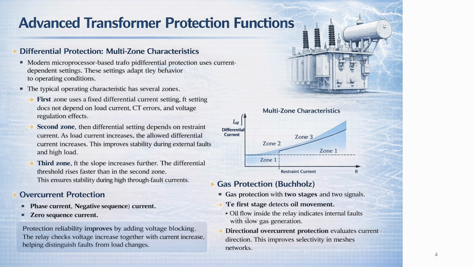Protection reliability improves by adding voltage blocking. The relay checks voltage changes together with the current increase. This helps distinguish faults from load changes.